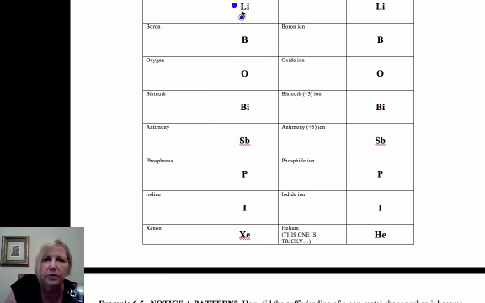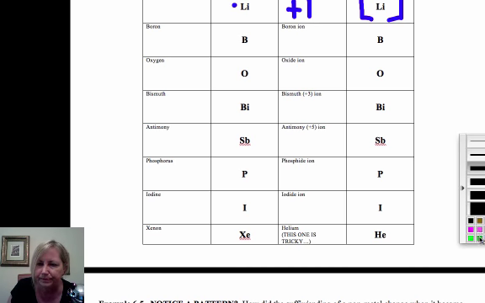Lithium's group 1, so it has 1 valence electron. Now, it doesn't matter if you put that left, top, right, bottom. It doesn't matter, all right? Lithium is group 1. It wants to become plus 1, so it's going to lose that valence electron. If I lose it, I have no more dots, all right? And I have a plus charge. So we put brackets and a positive charge there.